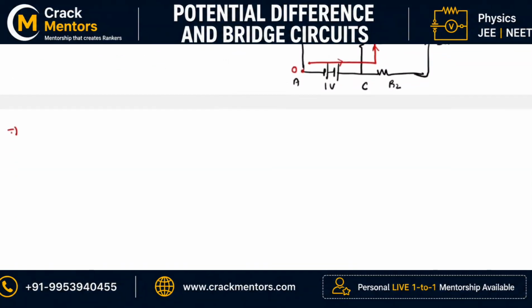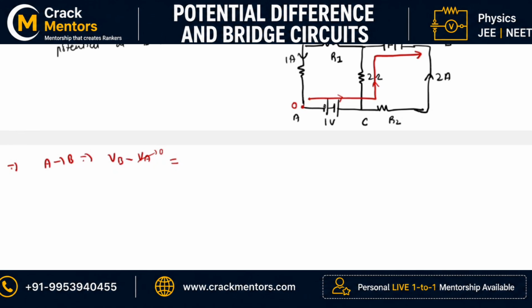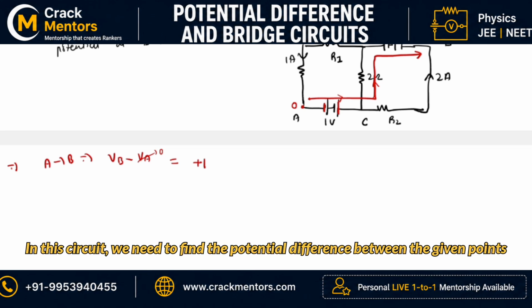Let's check for you. So I am going from where to where? I am going from A to B. Therefore, you will be writing potential at B minus potential at A, and the potential at A is equal to 0. Okay, this is equal to what? Okay, so you are going from the negative to the positive terminal. So plus 1. Now you are going across the 2 ohm resistor.